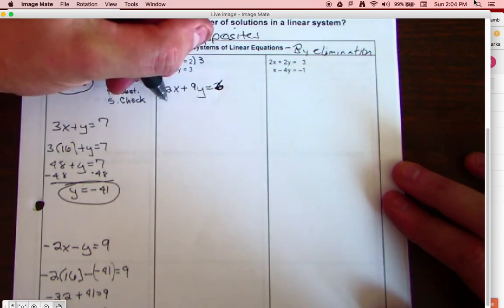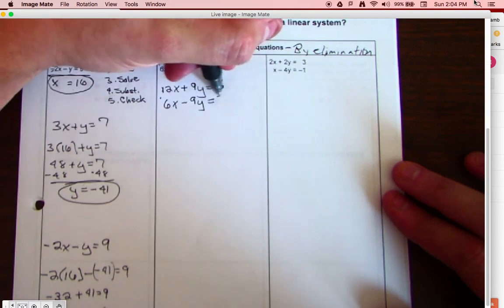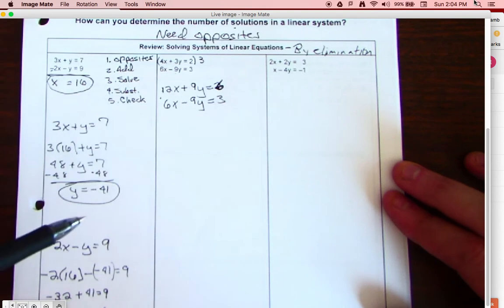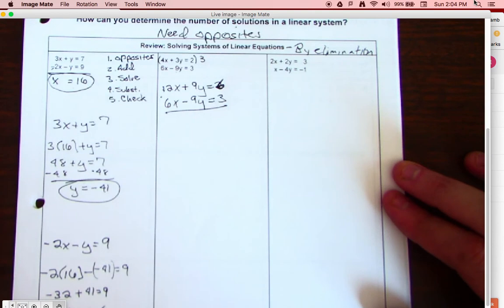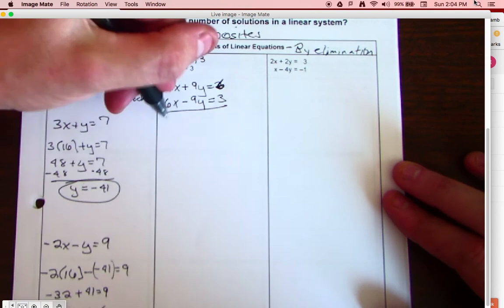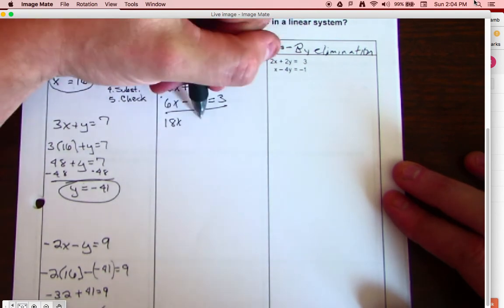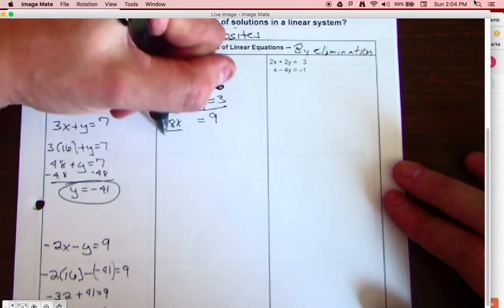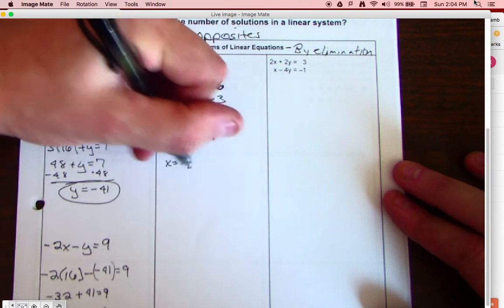Now what happens when I rewrite the bottom one? I now have opposites, 9y and negative 9y. So that's a good thing. Alright, so what do we do? So first step is opposites. Next step is to add. So I go 12x plus 6x is 18x. My y's disappear. And I get 9. Divide by 18. And I get x equals 1/2.